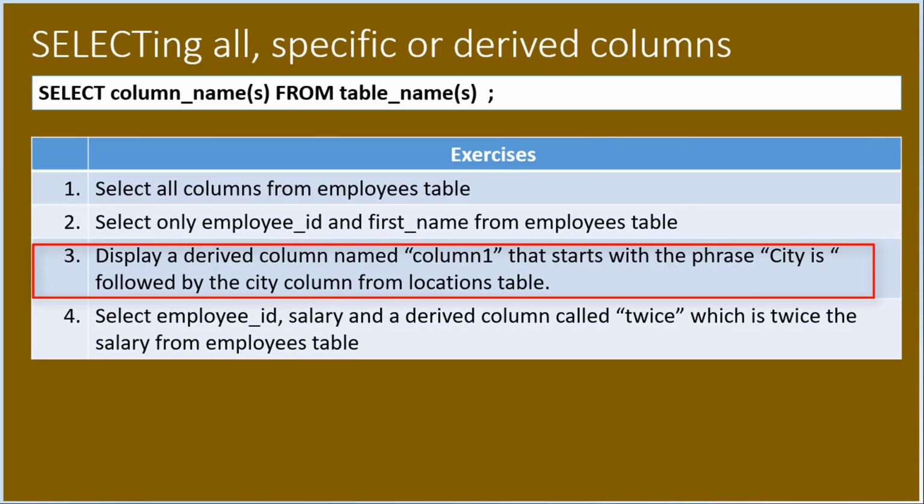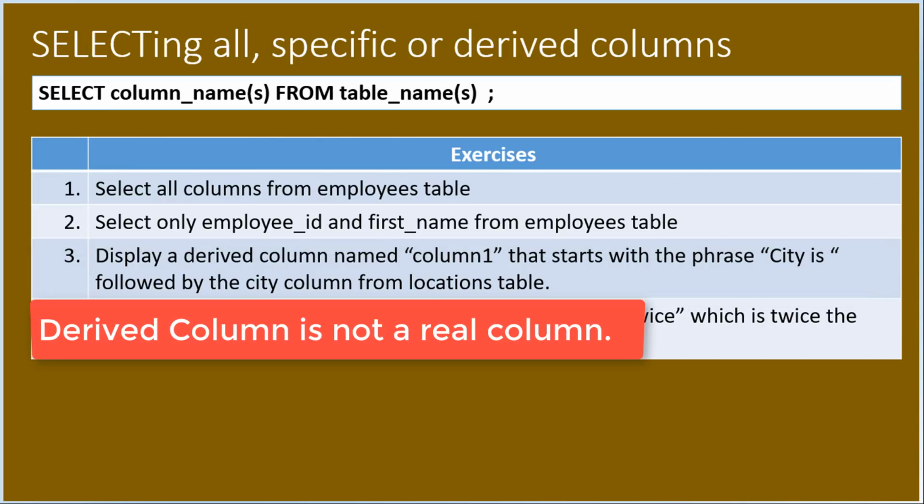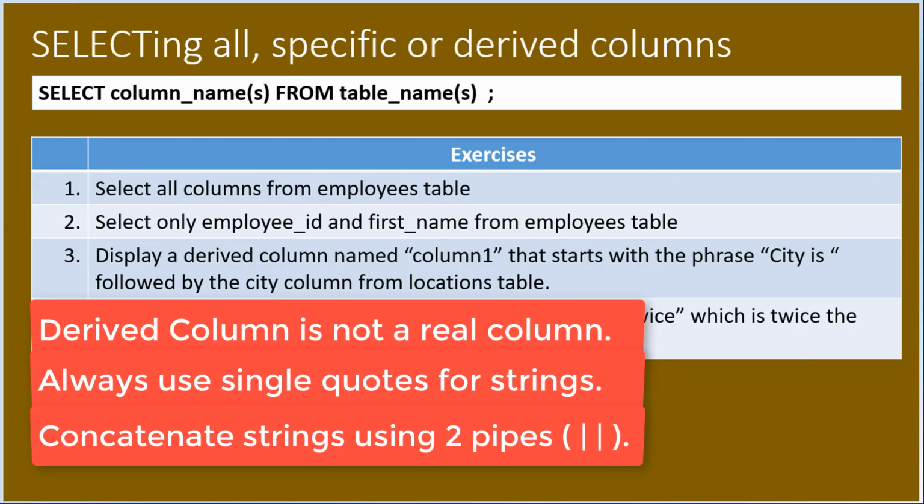Next, we will display a derived column named column 1 that starts with the phrase city is, followed by a city column from locations table. Remember this: 1. A derived column is not a real column. 2. We always use single quotes for strings. And 3. The operator we can use to concatenate strings is 2 pipes.